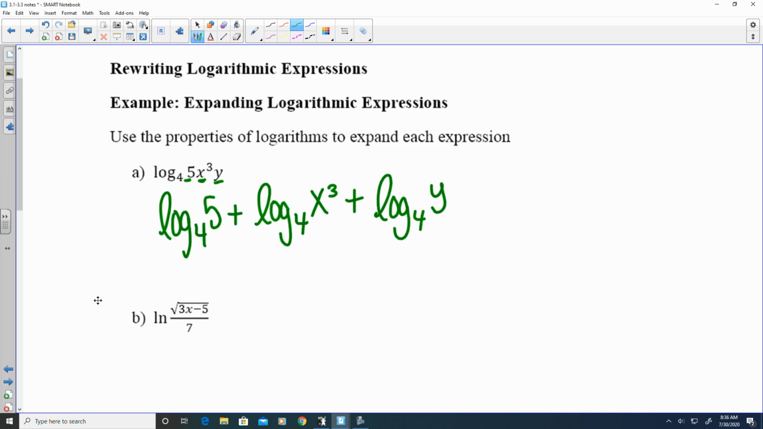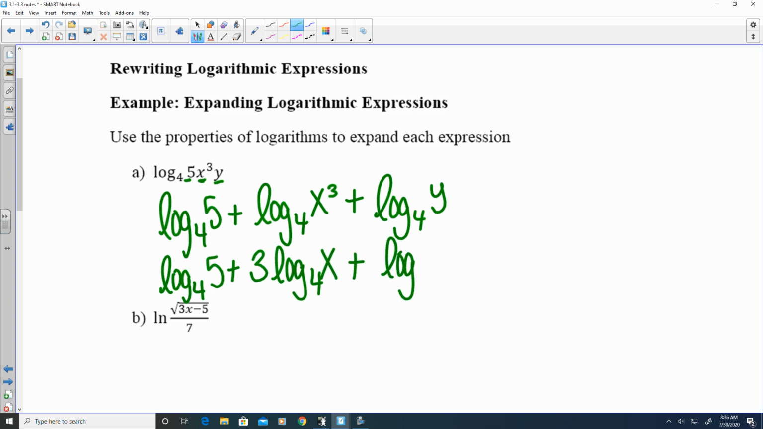To fully expand, so I've pulled it apart pretty significantly. To fully expand this, I do need that third exponent to come down to the front. So my last step here would be to put a 3 in front of the middle term. And that is fully expanded.